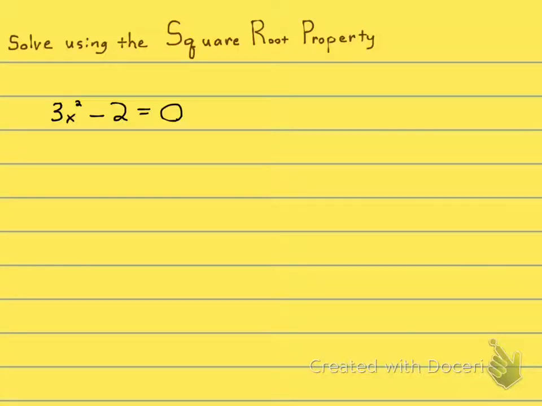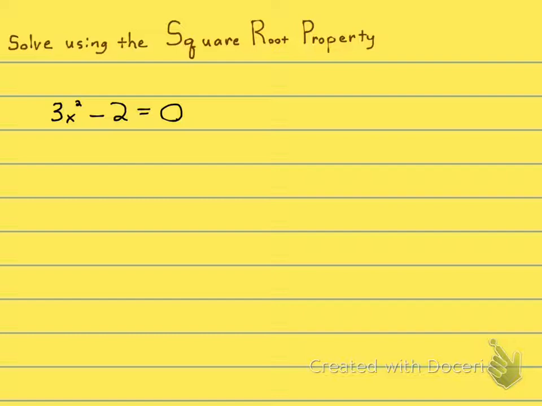We're going to get a fraction as the answer for this problem. It says to solve using the square root property. Okay, and there are other ways to solve this, but if it's asking you to use the square root property, you have to do that. And what you need to do first is get your squared part by itself.